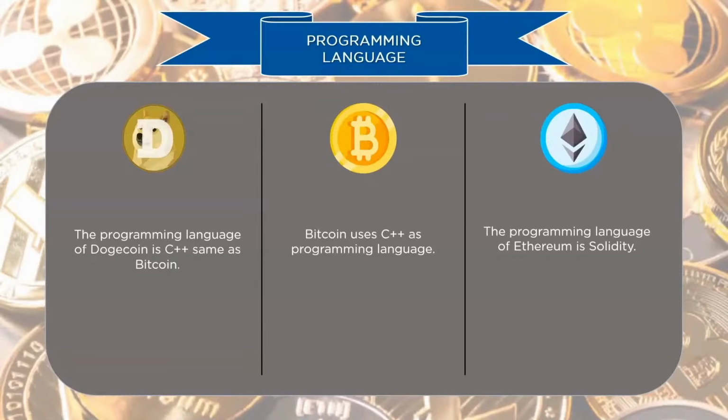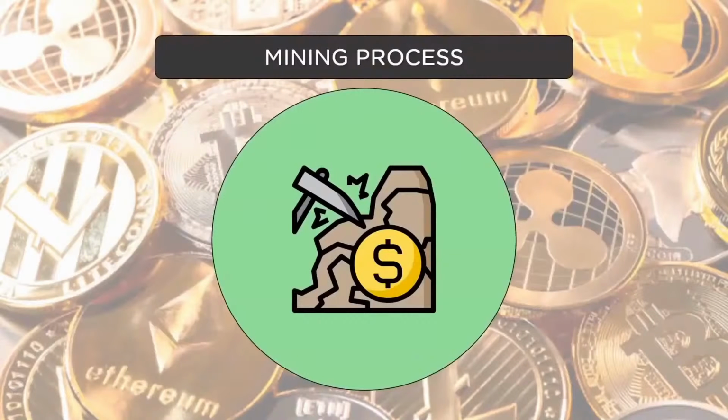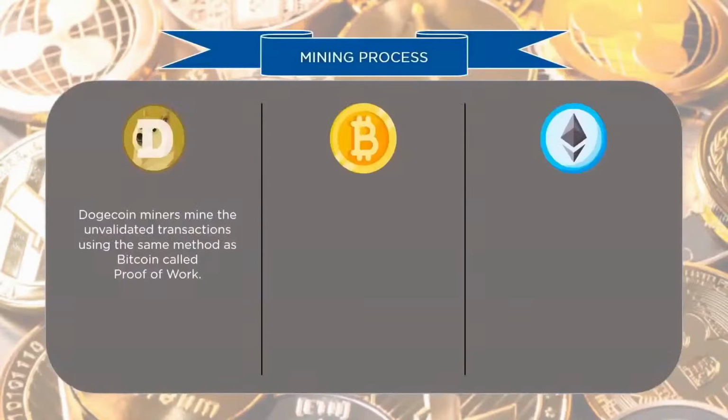Now that we have covered the programming language and the algorithm of these cryptocurrencies, let's get to the following very important parameter, which is the mining process. But before getting started with the comparison, first let's understand what mining is. Mining is a process in which transactions are validated and added to the blockchain public ledger in blocks, and the people mining these blocks are called miners.